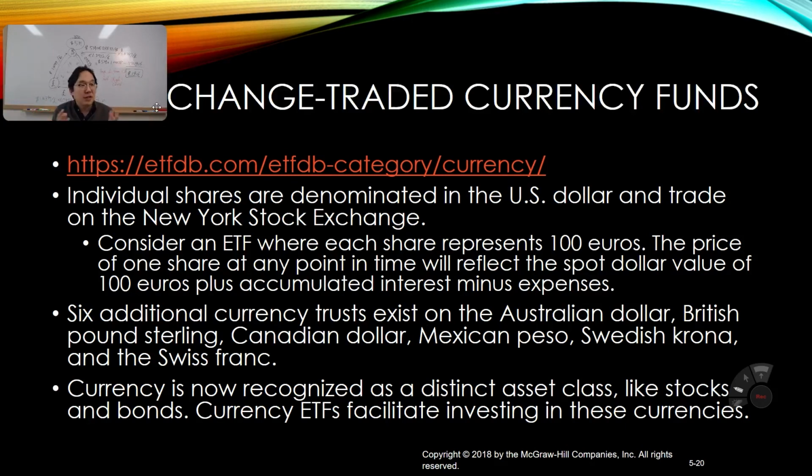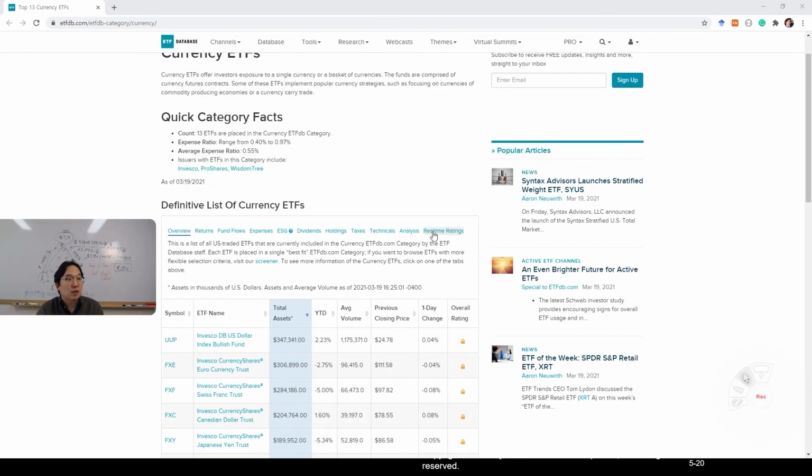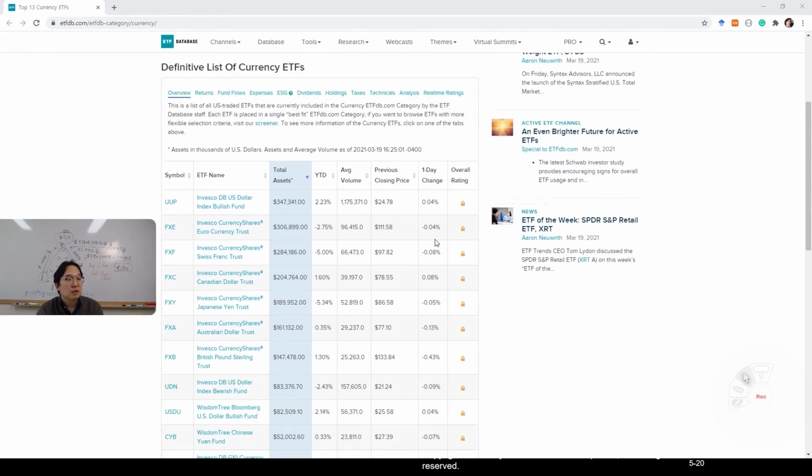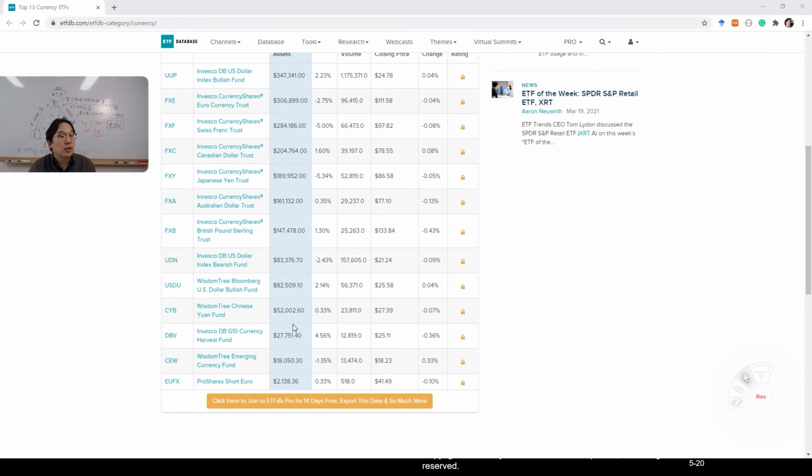Can you think about ETFs focused on the currencies? That's this guy, exchange traded currency funds. You can go ahead and click this one and see that the individual shares are denominated in the US dollar and traded on the New York Stock Exchange. Let me pull out this currency ETFs page that I clicked before. There's a whole bunch of currency ETFs. You see it down here. Invesco and other companies are doing it in euro, and then other Canadian dollars and other things like that.